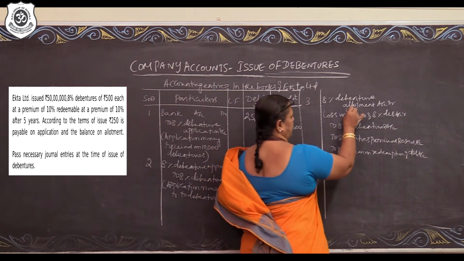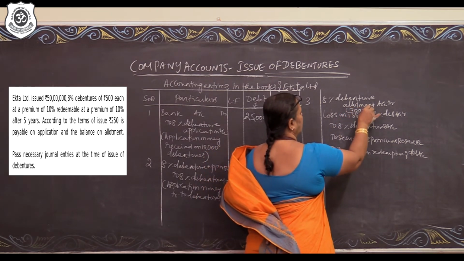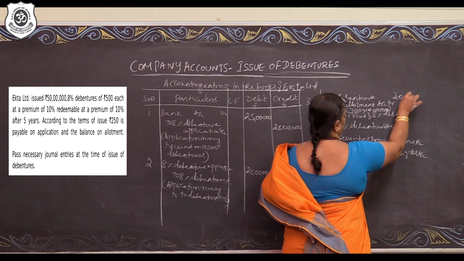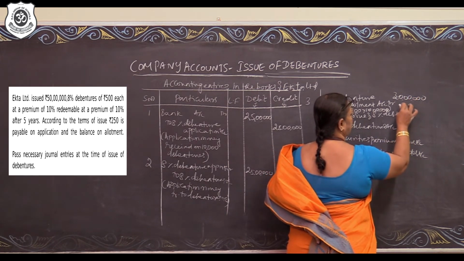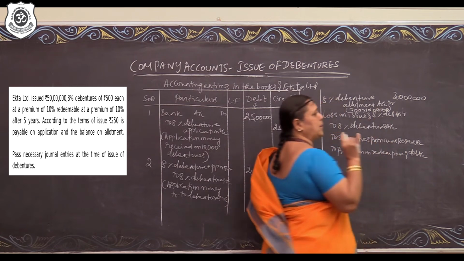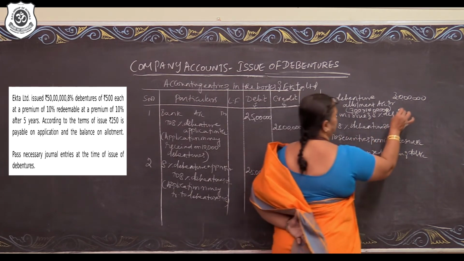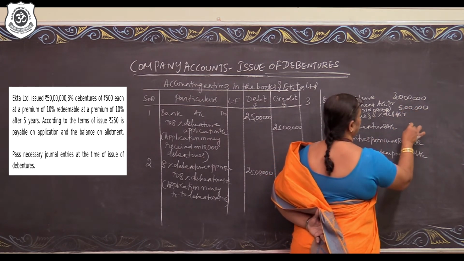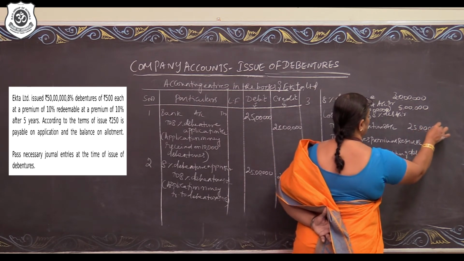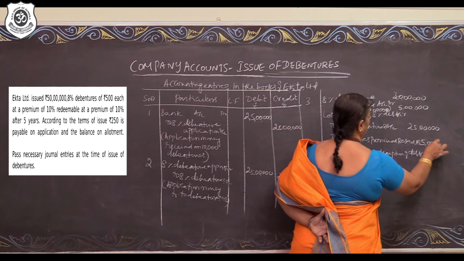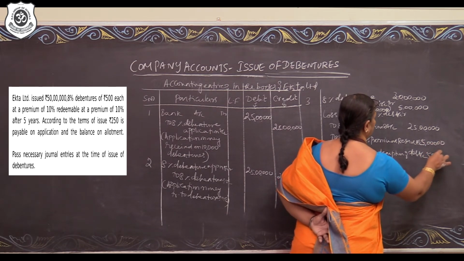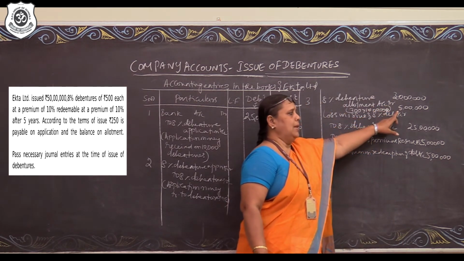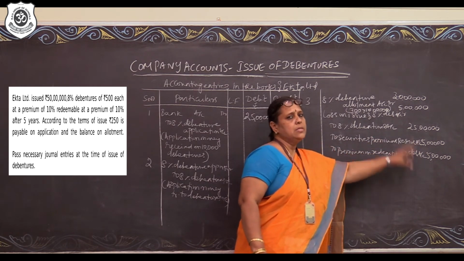So, 250 plus 50, 300 into 10,000, that gives you 30 lakh rupees. Then again 50 rupees into 10,000 gives you 5 lakh rupees. Here, this will be 25 lakhs. Securities premium reserve will be 5 lakhs. And premium on redemption of debentures will be 5 lakhs. So, you have 30 lakhs, which is equal to 25 lakhs plus 5 lakhs plus 5 lakhs.